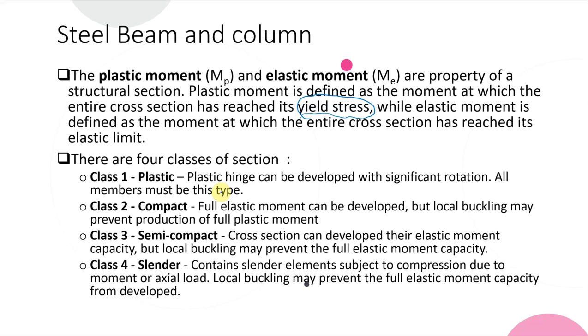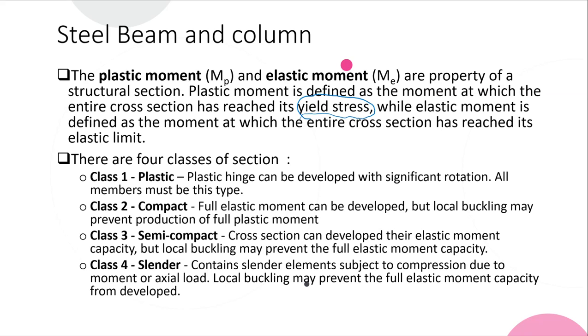So maksudnya deformation lah. Okay, hinge kat sini maksudnya there's no capability to resist moment. So maksudnya kalau plastic hinge ni dia akan behave like standard hinge. So maksudnya dia akan permit free rotation. Okay, maksudnya you design ni you akan benarkan rotation bila you design dia as plastic. So all members must be this type. Apa maksud all members tu? Maksudnya flange dengan web must be this type.